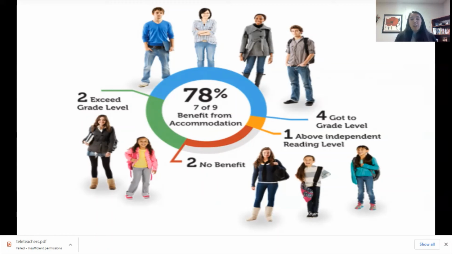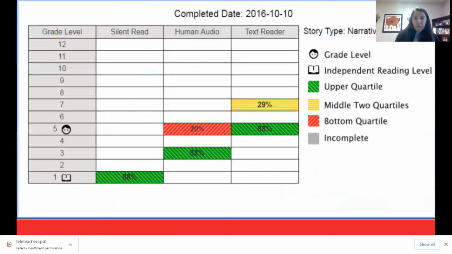So I think that's a very powerful graph that just shows you there's different levels of the accommodation benefiting students, but most of the time, well over 70% of the students that you would find in a group would reap some benefit from those auditory supports. And so that is just one way to reach so many students for better outcomes.